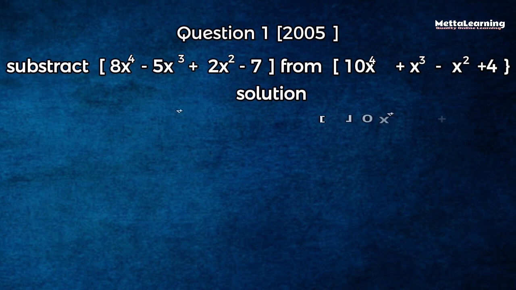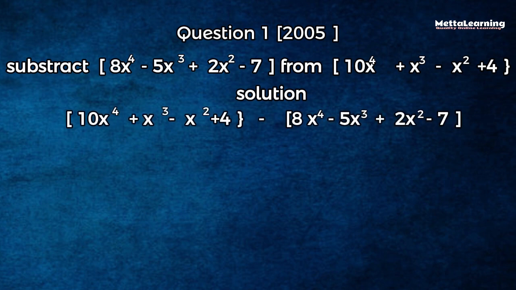So we'll be having (10x^4 + x^3 - x^2 + 4) - (8x^4 - 5x^3 + 2x^2 - 7). The next thing for us to do is to open the bracket, and when we open the bracket, the minus sign is going to affect every other sign in the bracket by changing them from positive to negative or from negative to positive. We'll be having this as the next step as we open the bracket.